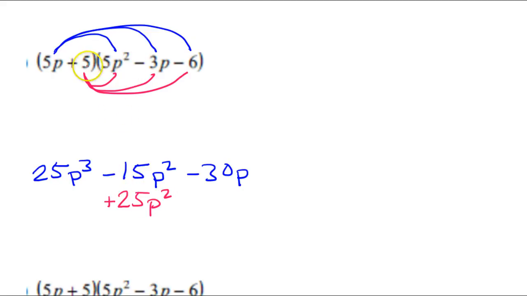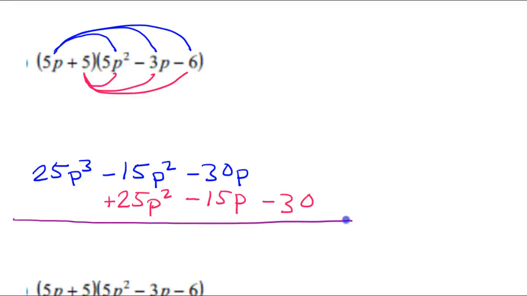Now 5 times negative 3p. 5 times negative 3 is negative 15. So that'll be negative 15p. And again, I'm lining up my like terms. Now if I do 5 times negative 6, that will be negative 30. Okay, so when it's time to combine my like terms, it's easy because I've already lined them up.